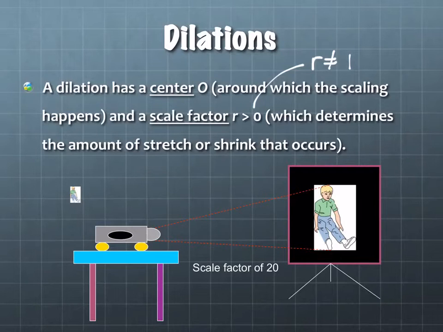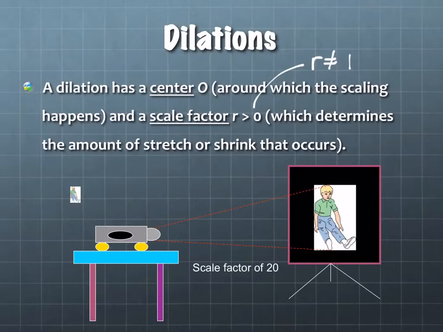And that determines the amount of stretch or shrink. If the number is bigger than 1, it's a stretch. It actually enlarged the object. And if it were less than 1, still positive, but less than 1, it would be a shrink, and it would have contracted or shrunk the object. Okay?